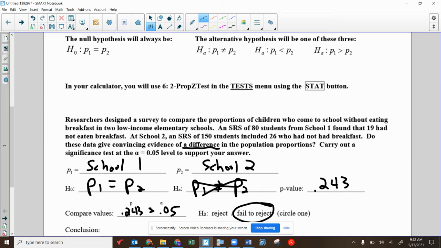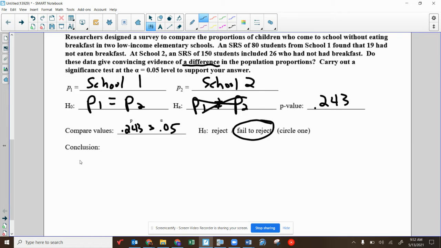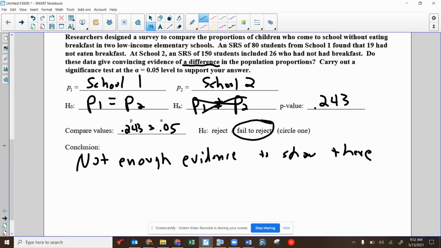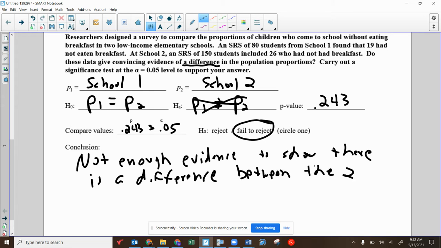Okay. So our conclusion would be there is not enough evidence to show there is a difference between the two populations, between the two schools.